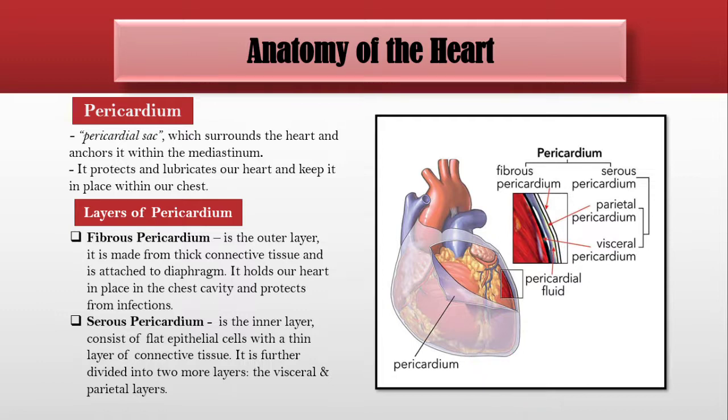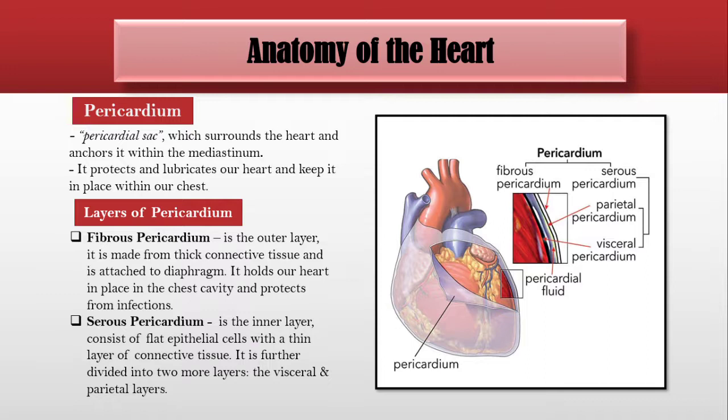We have these two layers of pericardium, which are the fibrous pericardium and the serous pericardium. When we say fibrous pericardium, it is the outer layer of the pericardium. It is made of thick connective tissues and attached to the diaphragm. It holds our heart in place in the chest cavity and protects it from infections.